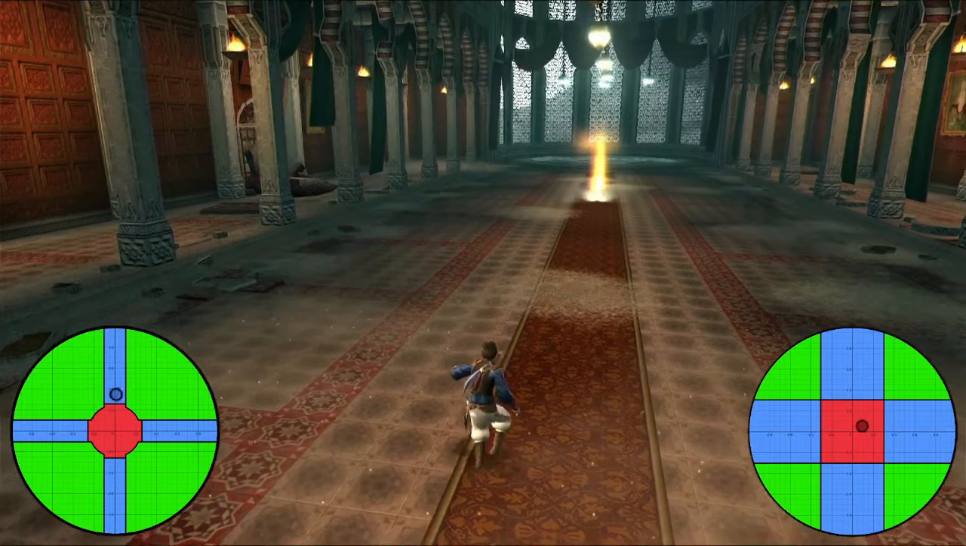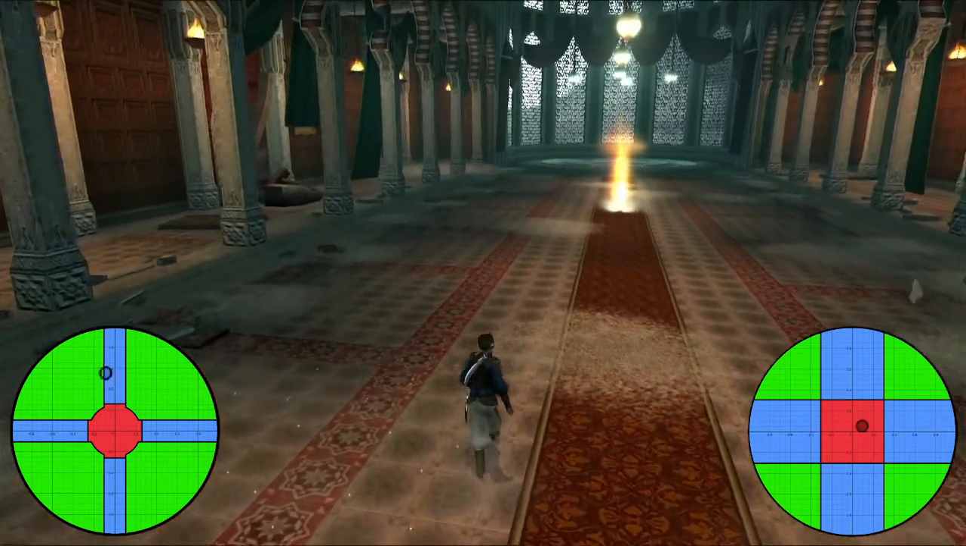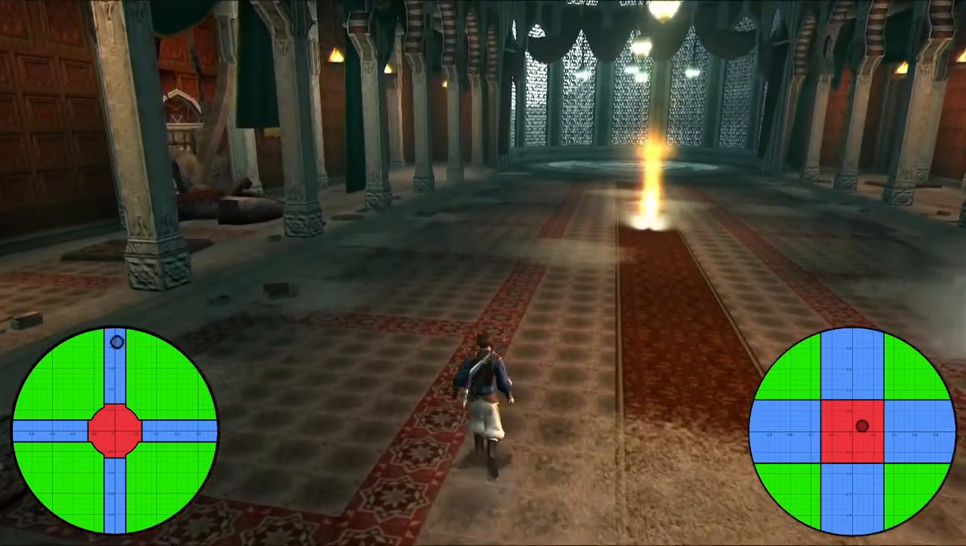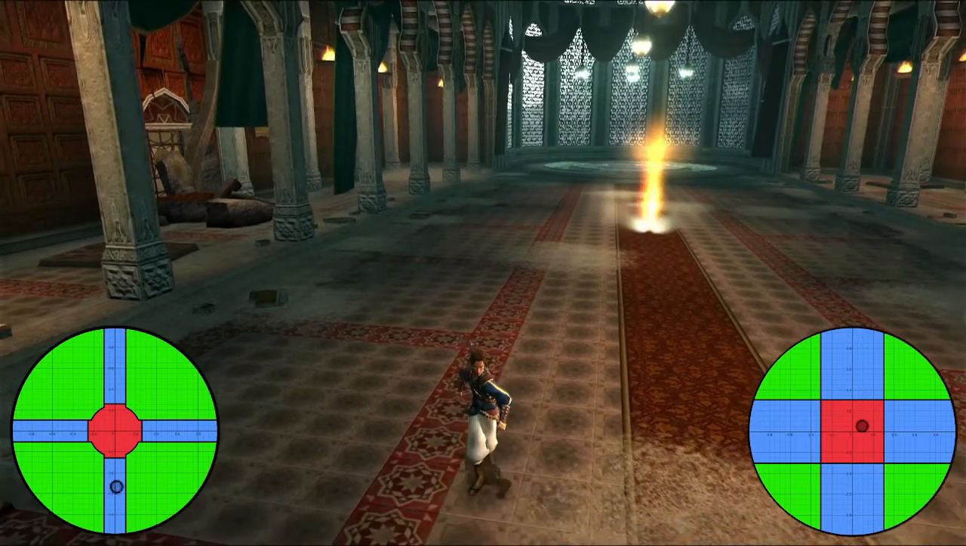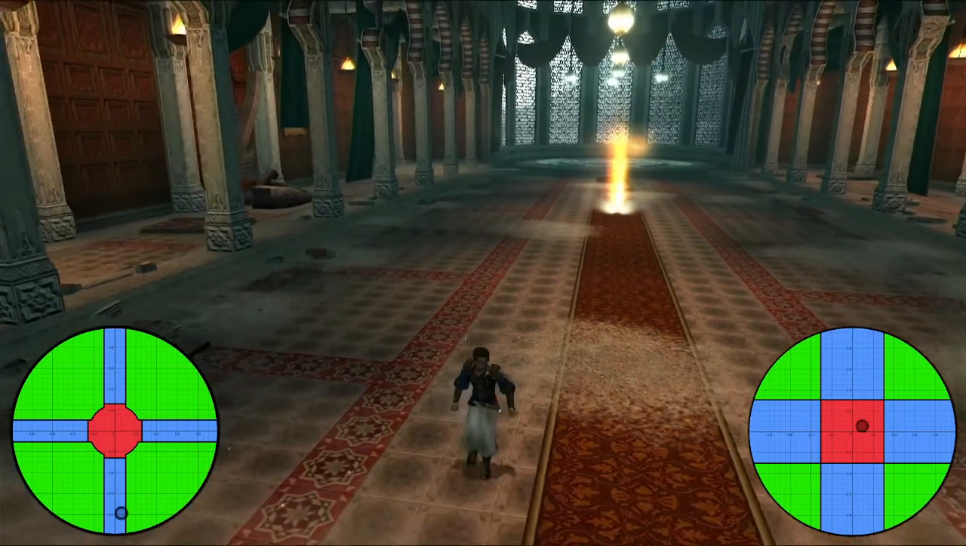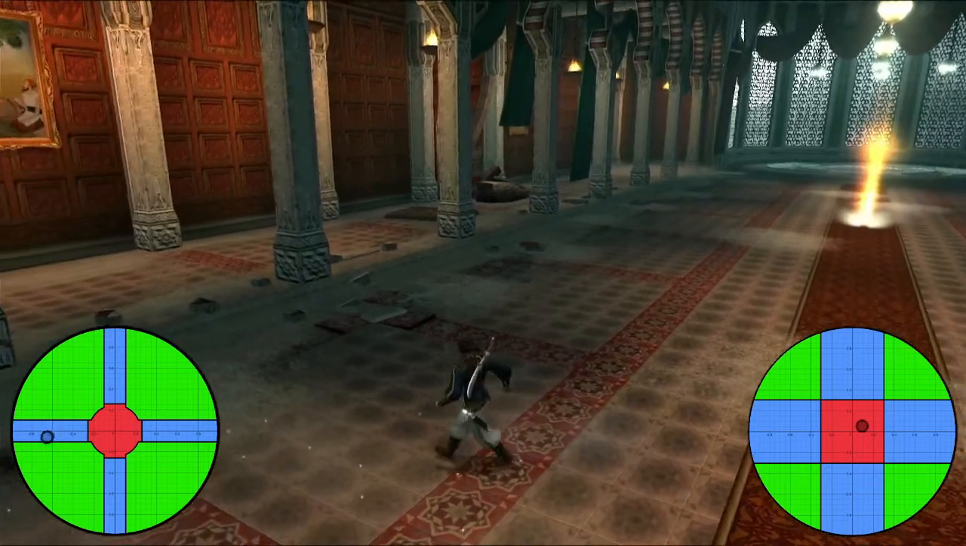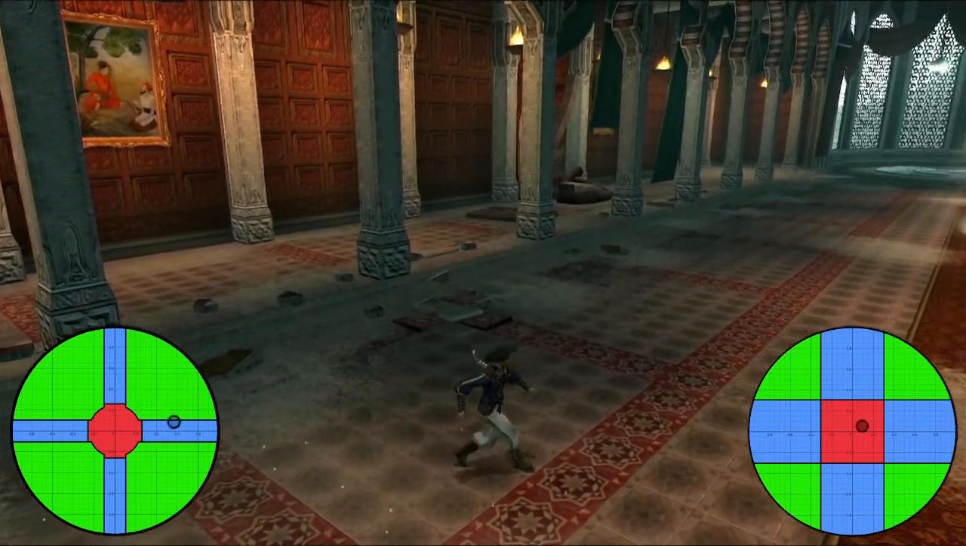Within these sort of cogs, there's a whole line of restricted diagonal movement. So if you're within this region, the prince will be moving perfectly forward and back, and perfectly left in this case, and perfectly right.